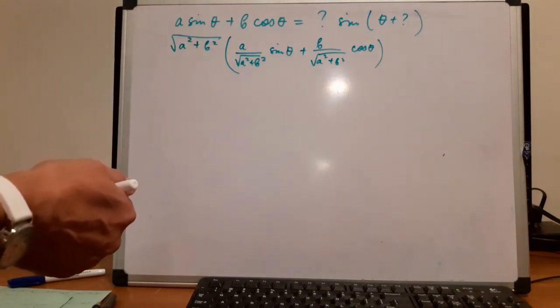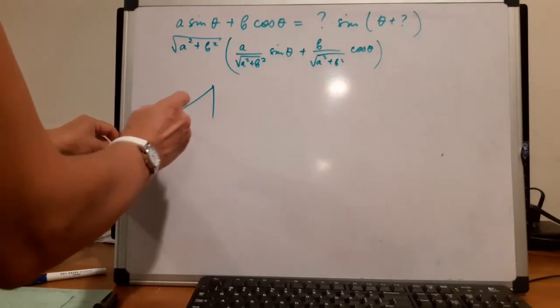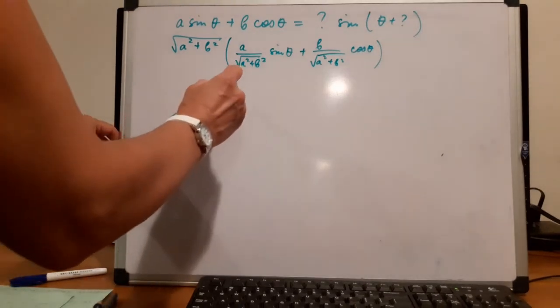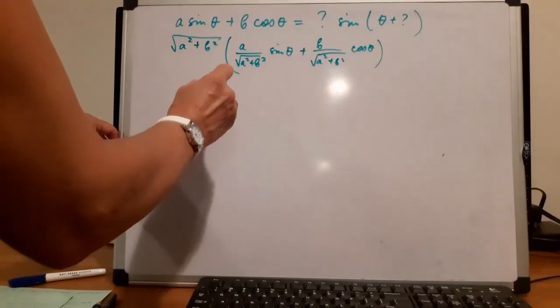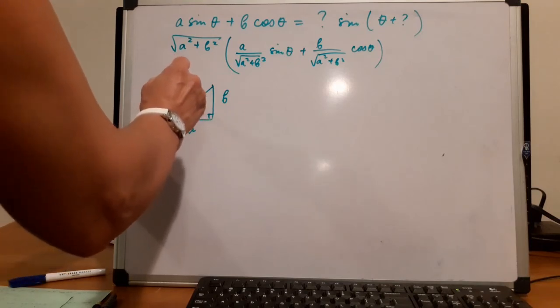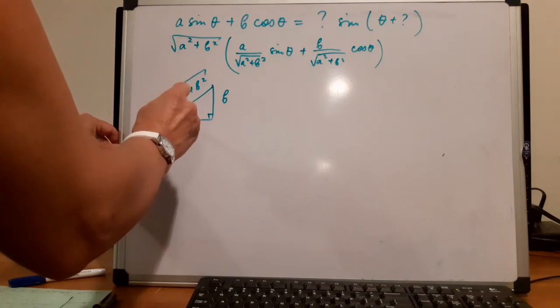How is this expression better than the previous one? I'm going to draw a triangle. Watch my triangle. I'm going to put over here b, over here a, and that's a right triangle, so my hypotenuse is going to be the square root of a square plus b square, right? I'm going to label this angle phi.